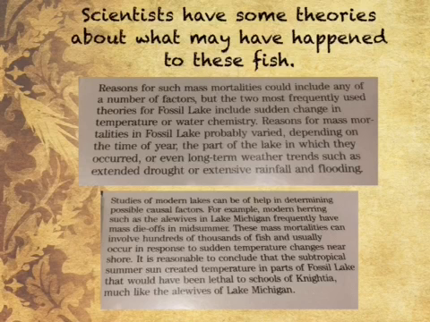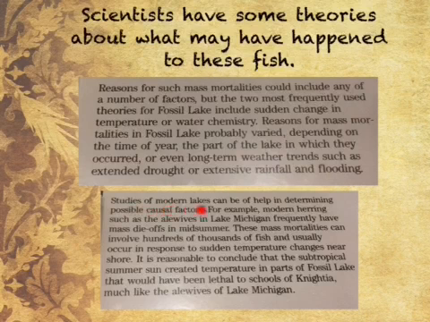Scientists have a couple of theories about what may have happened to these fish. Reasons for such mass mortalities could include any number of factors, but the two most frequently used theories for Fossil Lake include sudden change in temperature or water chemistry. Reasons for mass mortalities in Fossil Lake probably varied, depending on the time of year, the part of the lake in which they occurred, or even long-term weather trends such as extended drought or extensive rainfall and flooding.